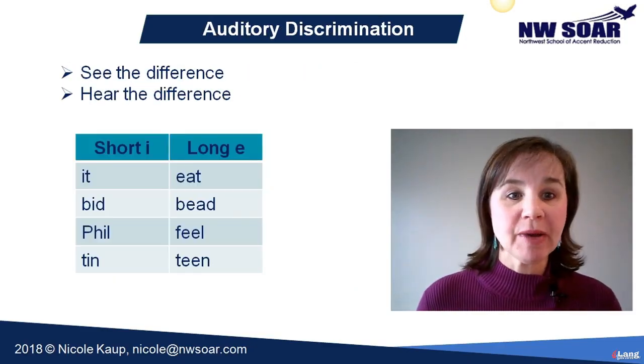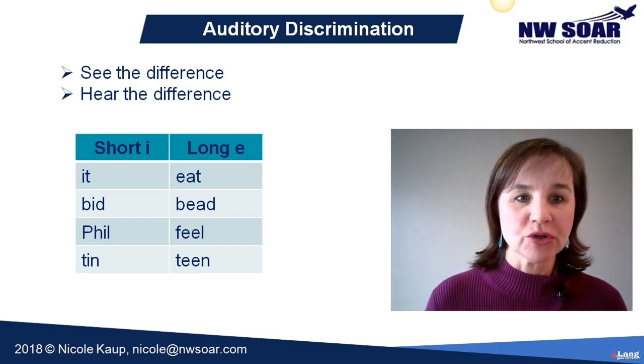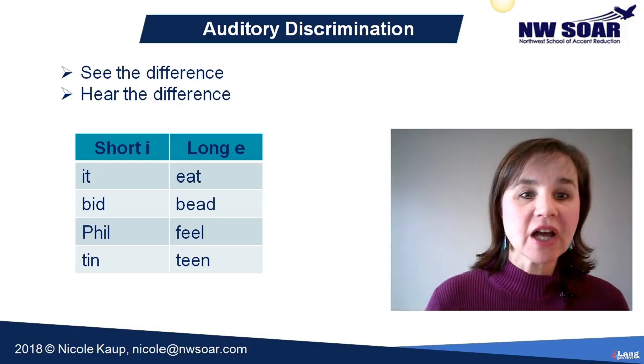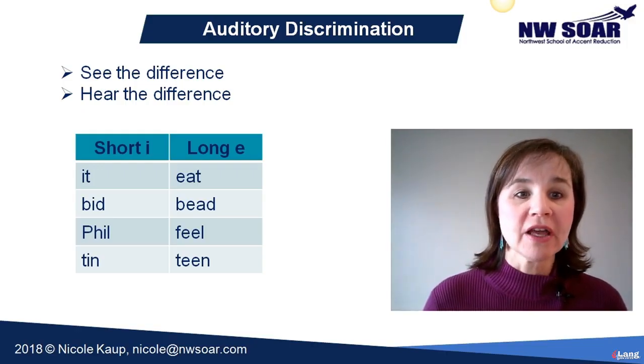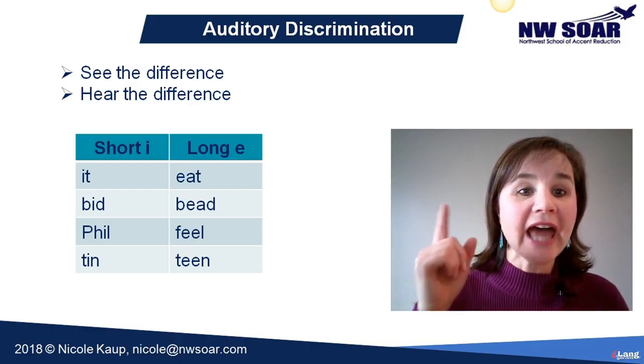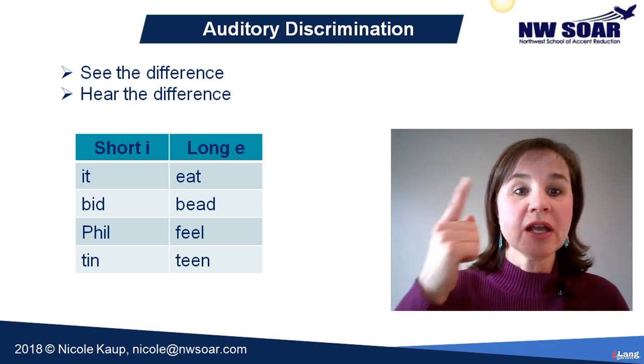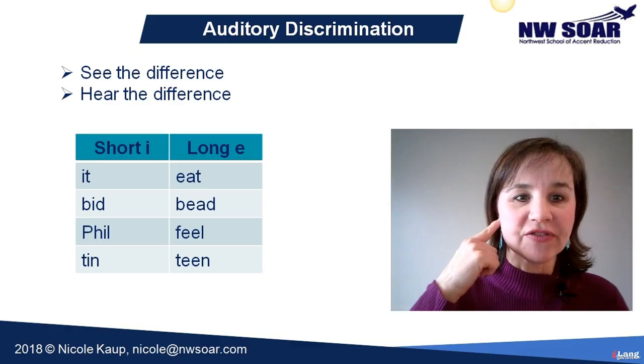Now I want to do a side-by-side comparison of very similar words. The only difference in these words is the vowel sound. The words in the left-hand column all have short I's. The words in the right-hand column have long E. Now take a look at my mouth and listen as I say each pair of words so you can see and hear the difference.